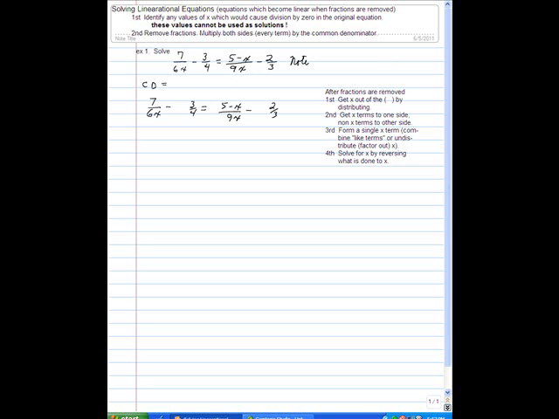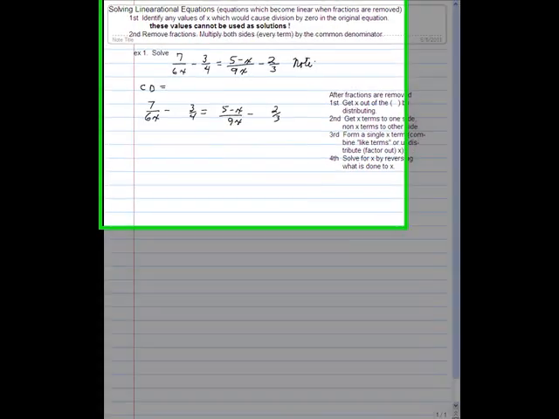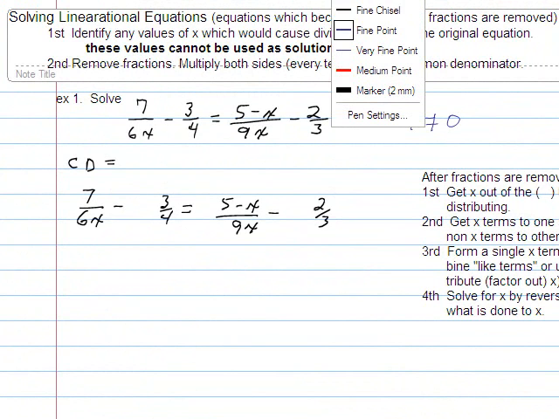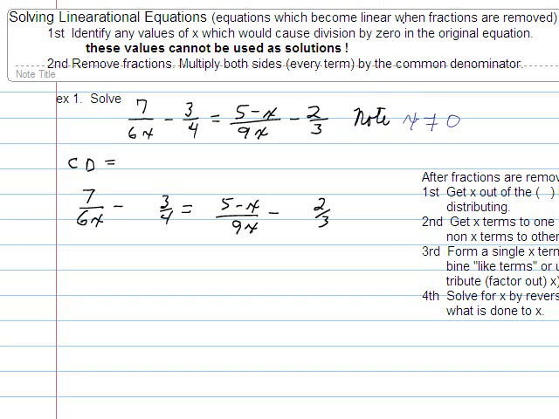If you look at the denominator in the first fraction and the third fraction, they both contain the factor x. Now if x was 0, that would mean the first fraction was being divided by 0, and so is the third fraction. And you can't divide by 0 in math, so we're going to make a little note over here. Note: x cannot be 0.